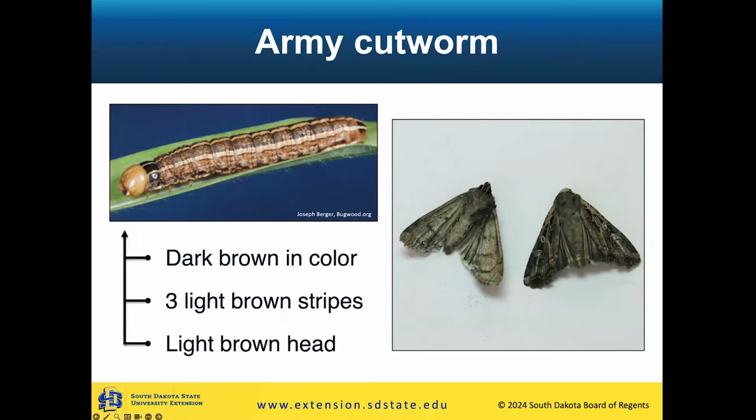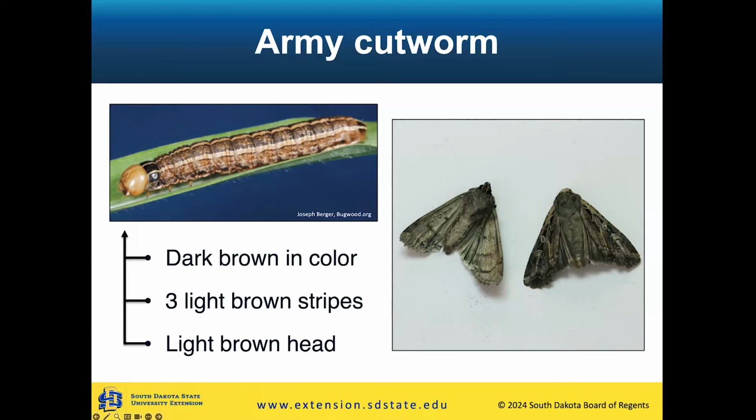Okay, so the next one I want to talk about is the army cutworm. There's a few different cutworms that I'll focus on, but this one is probably the most damaging and one that we see the most or really care about. With army cutworms, the larva here on the left, so that's kind of this dark brown color. They have these 3 light brown stripes on them, and then the light head capsule.